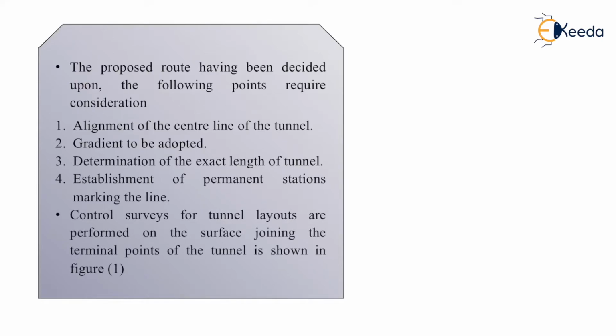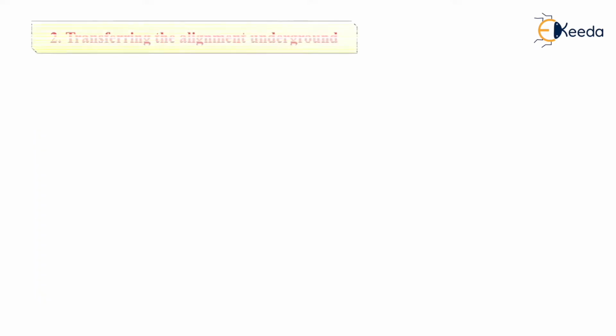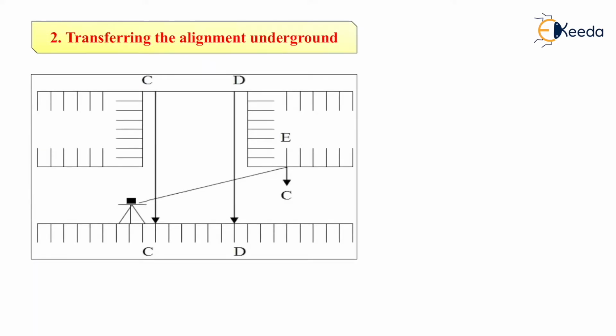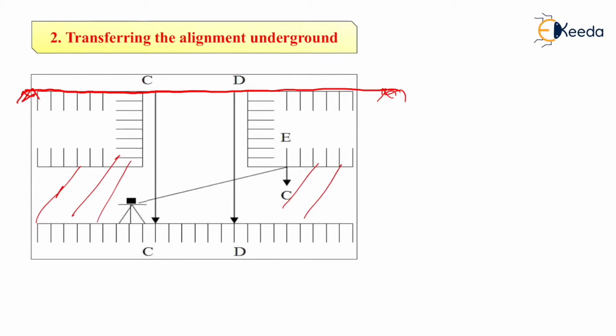The control surveys for tunnel layouts are performed on the surface joining the terminal points of the tunnel, as shown in the next figure. After this, the second point comes as transferring the alignment underground. So in this figure, as you can see, we have transferred the alignment underground. This is the surface of your tunnel. So we can say this is the actual ground level and this is the actual portion of the tunnel, and this is your strata.